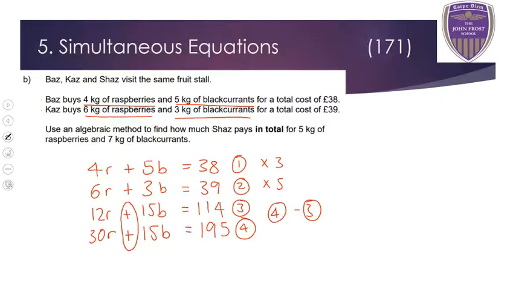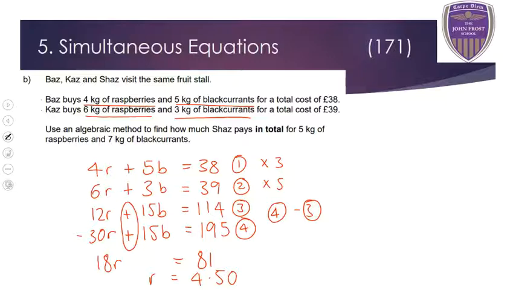So we're going to do 30R take away 12R, which is 18R, and then we're going to do 195 minus 114, which is 81. Okay, so if 18R equals 81, then R will equal 81 divided by 18. You can use calculators anyway, that's 4.5. Because we're talking about money, in this case, £4.50.